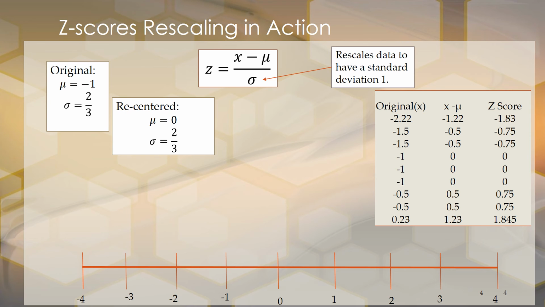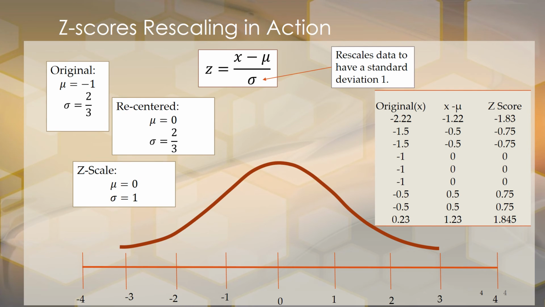So by dividing by the standard deviation, what happens is we take our recentered data, the x minus the mean, and we're just going to make it spread out to here, to be from -3 to 3. So now this is on a z-scale.